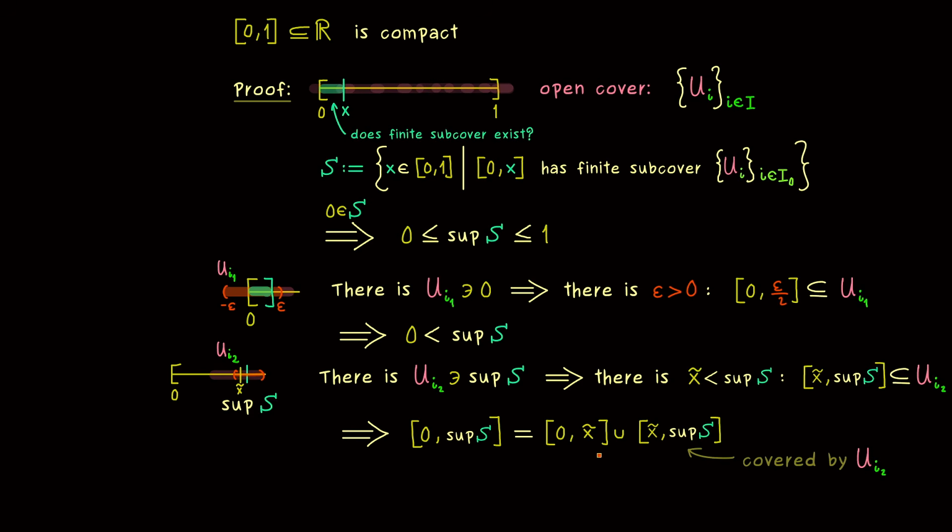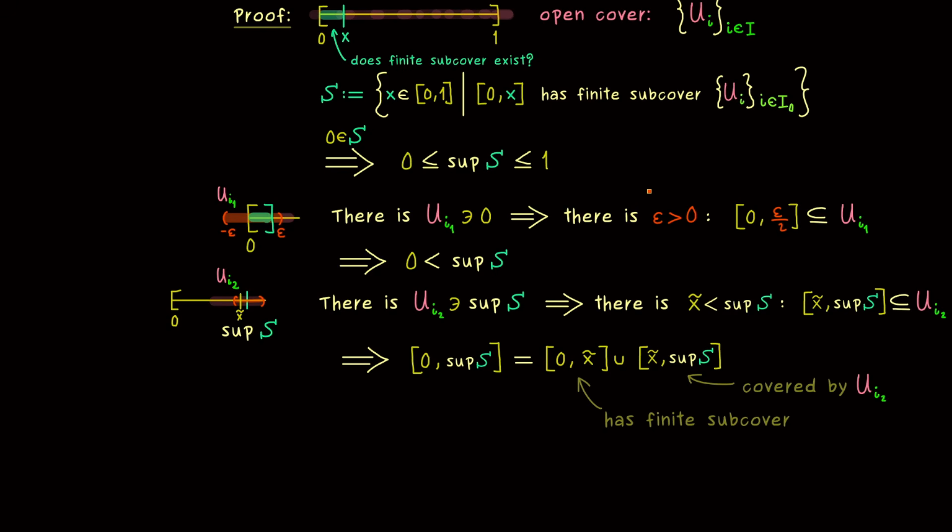So this simply means that x tilde has to lie inside the set S, so this interval has a finite subcover. So in total we get that our interval from 0 to the supremum of S also has a finite subcover, which simply implies that the supremum of S is an element of S as well. And please note, this is new information because in general the supremum of a set does not have to lie in the set itself.